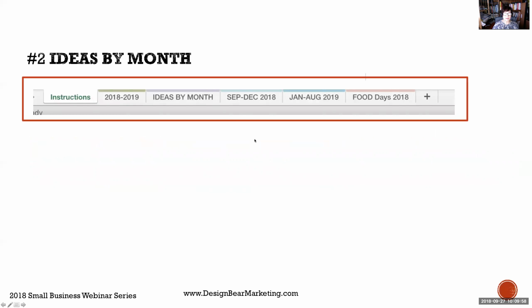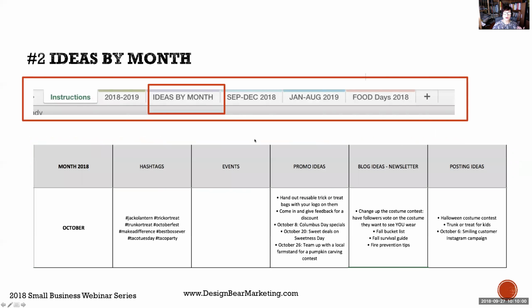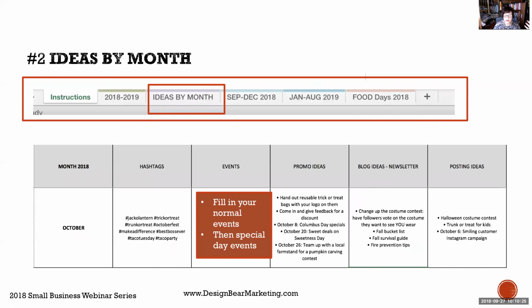So ideas by month. We're going to start with looking at October. So every month goes through and has a list of hashtags, events, promo ideas, blog ideas, and posting ideas. These are just things that generally people do in these months. And your job is to fill in the events. So you want to put your normal events in. So in their case, they would have that cowboy challenge. And then you want to plug your special events in here because you're not going to use all of them.